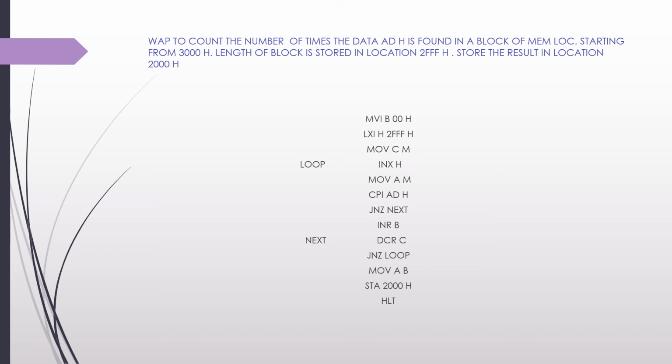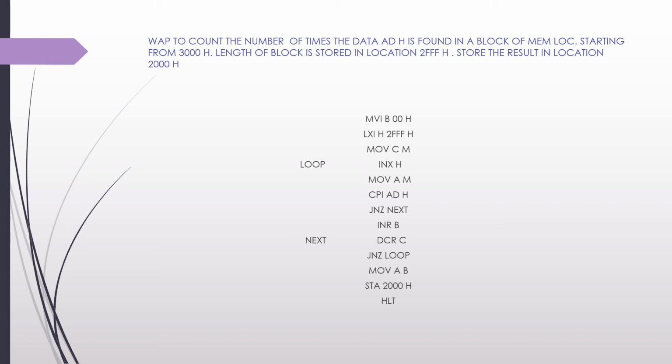Okay, the program goes like this. Move immediate B with 00, LXI H with 2FFFH. What is there in 2FFF? It is the counter. So the same counter you take to C register, incrementing HL pair. Whatever is there in memory, you shift to accumulator, and you compare the accumulator content with ADH, because that is the data we are finding. If that data is also ADH, it means one time the data has occurred.